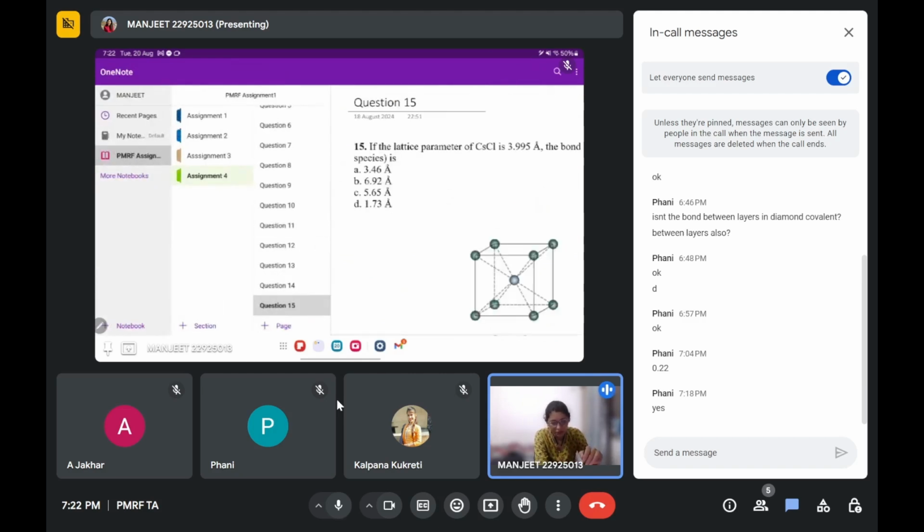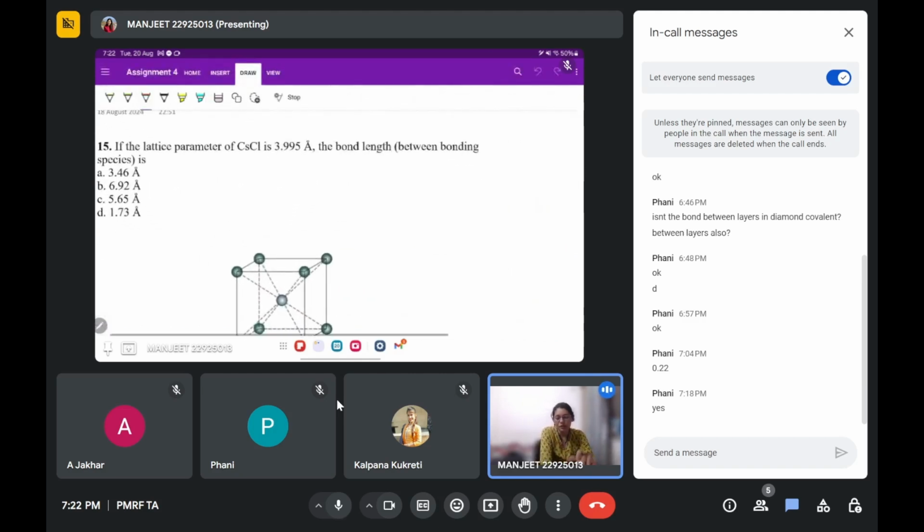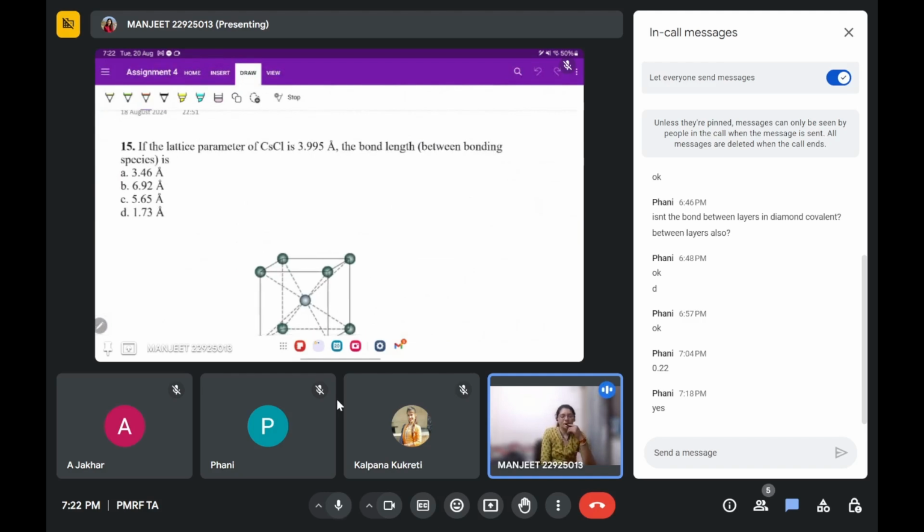That is question number 15. If the lattice parameter of CsCl is A, given as 3.995 angstrom, what will be the bond angle between the bonding species? Now you have to find the angle between them. So how will you calculate this? First you have to calculate the bond length. What is the bond length for this one?